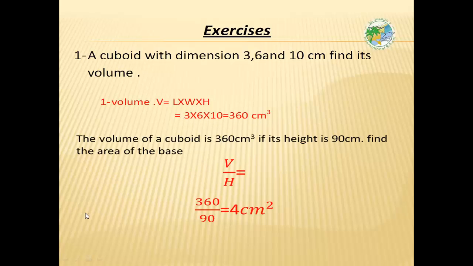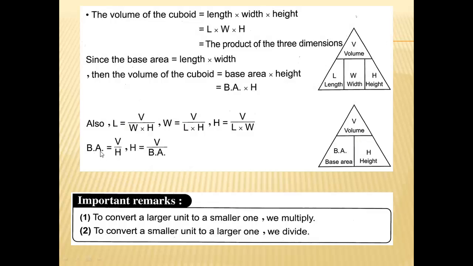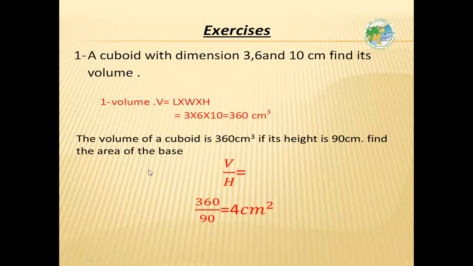Fine. Another question. The volume of a cuboid is 360 centimeter cube. If its height is 90 centimeters, find the area of the base. If we want to calculate the base area, then divide the volume over the height. Volume 360 over height 90 equals 4 centimeter square.